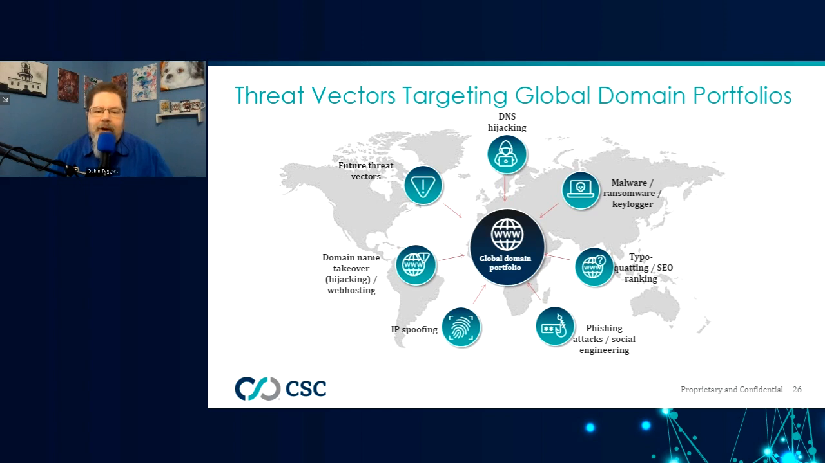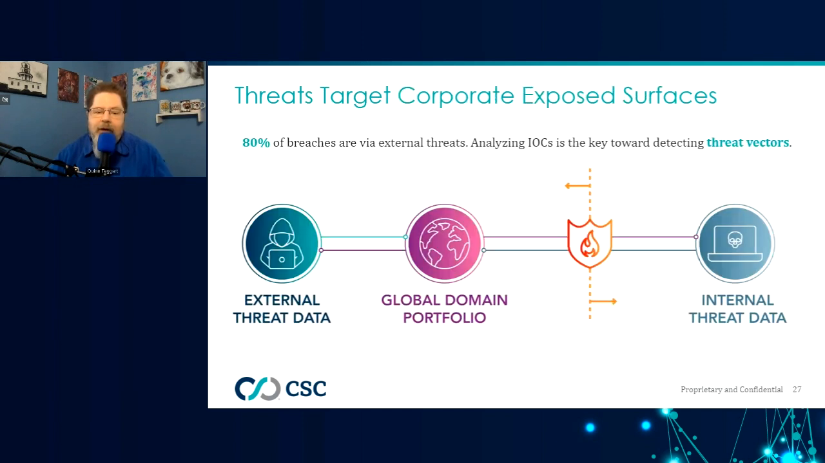And you've got to be able to identify the vectors that people are tapping into, whether it's DNS hijacking, domain name takeover, IP spoofing, phishing attacks, typo squatting, or malware. There's a whole variety of things out there, and it's growing. The landscape is growing quite a bit when you start looking at how those threats are going to make it into your domain ecosystem. We're seeing about 80% of the breaches are via external threats.